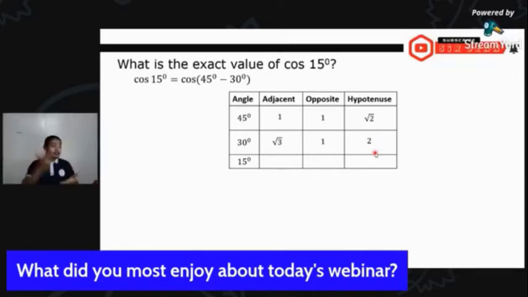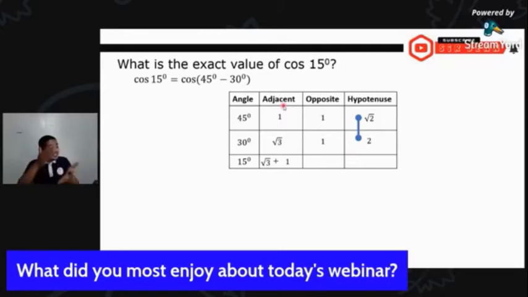Now, since we are subtracting two angles, we first multiply these two numbers, and that would be, correct, square root of 3. Next, we multiply these two numbers. That will be 1. And then we proceed to addition. Next, for the opposite side of a 15-degree angle, what we're going to do here is to multiply these two.